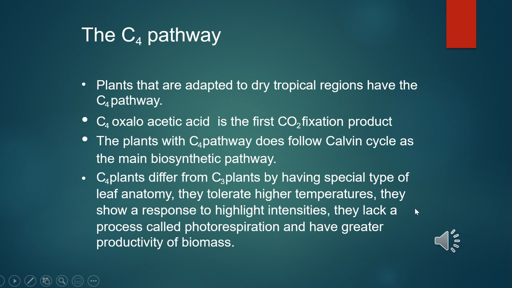So as I have already told you, in the C4 pathway the first carbon fixation product is oxaloacetic acid, which is a 4 carbon molecule. So plants that are adapted to dry tropical regions have the C4 pathway. C4 oxaloacetic acid is the first carbon dioxide fixation product. The plants with the C4 pathway do follow the Calvin cycle as the main biosynthetic pathway.